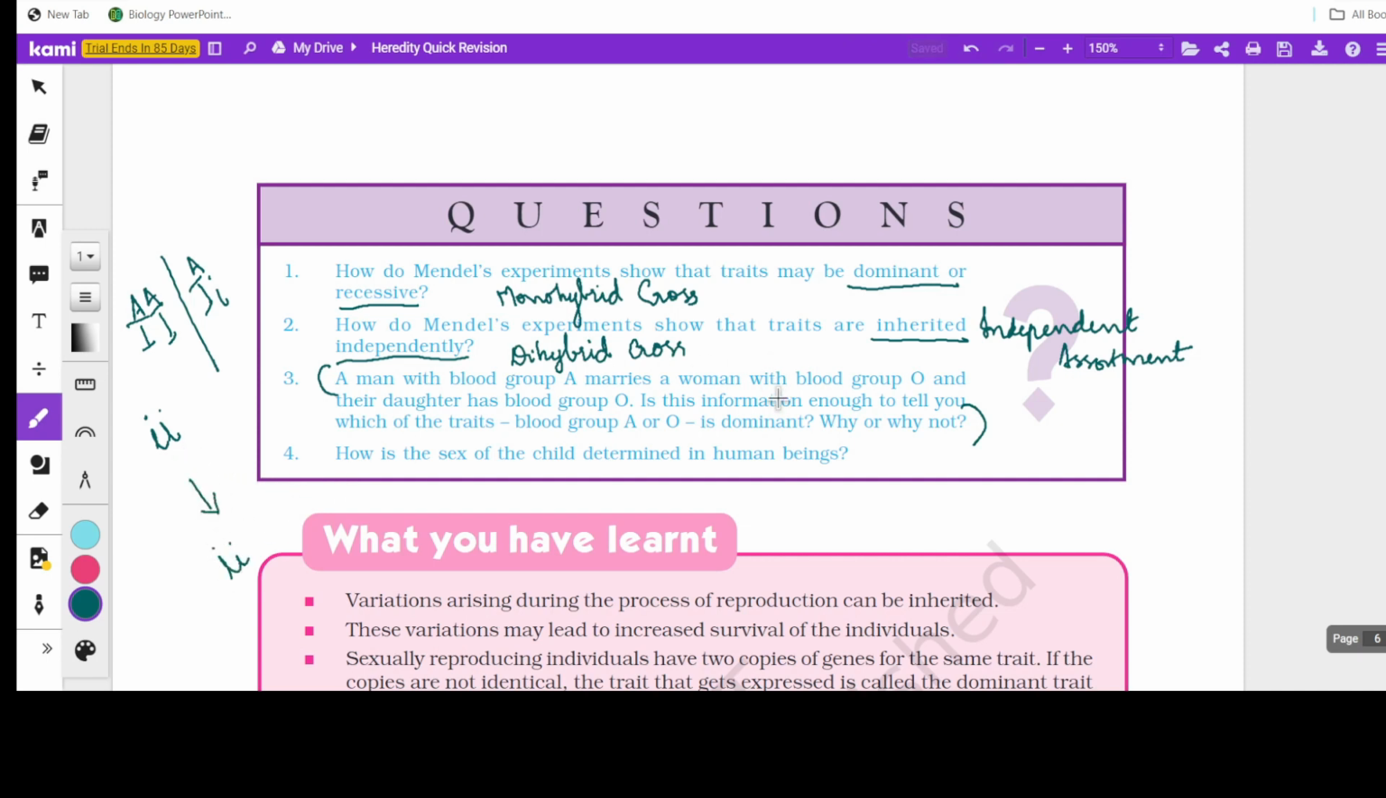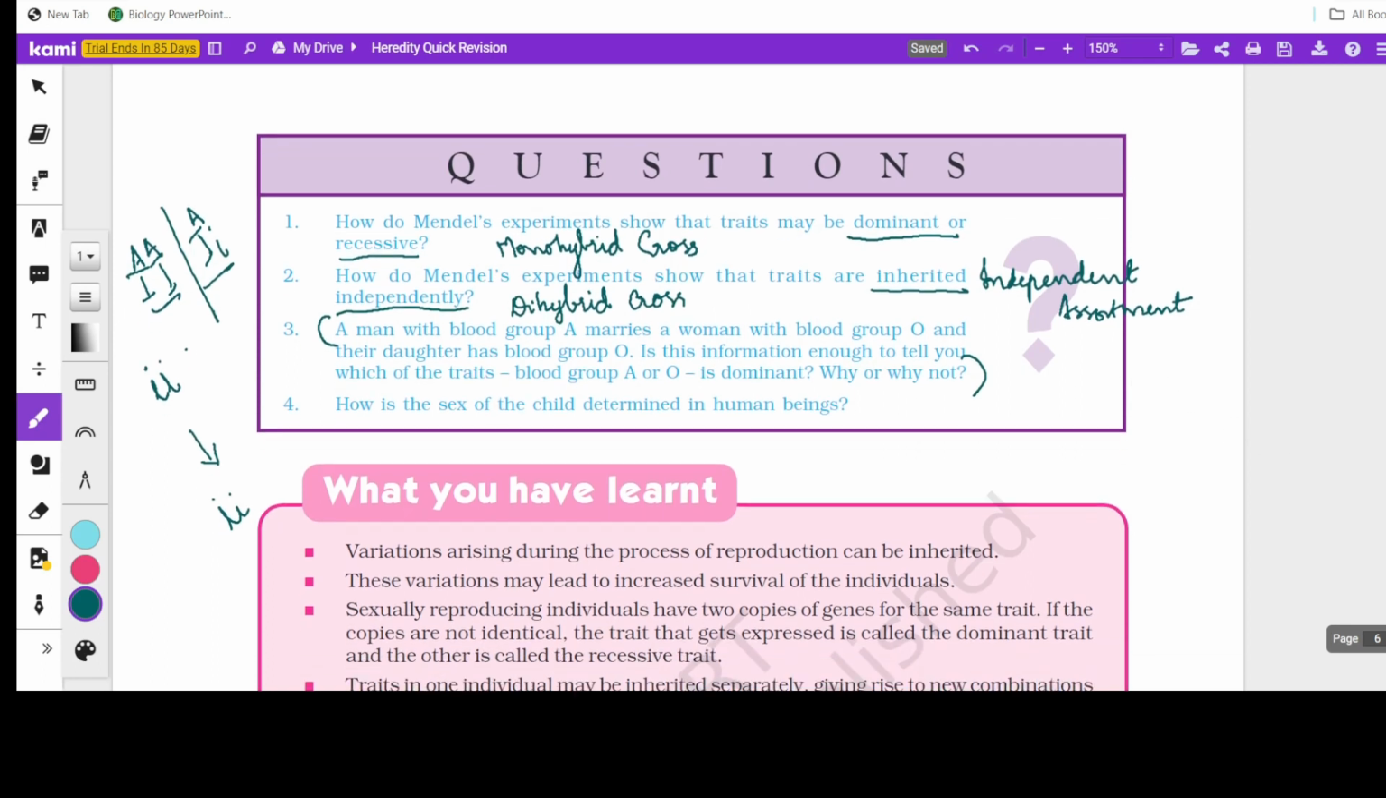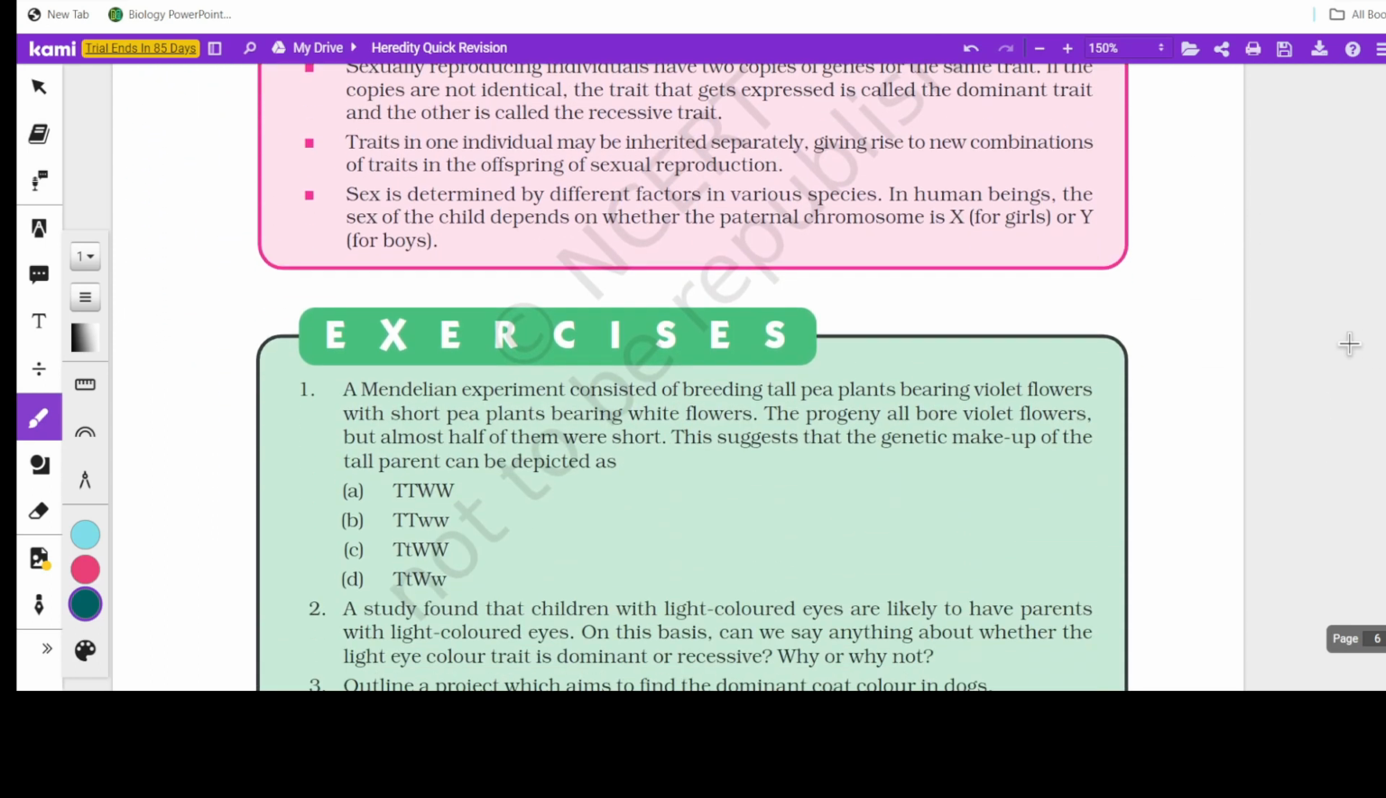Now, is this information enough to tell you whether A or O is dominant or recessive? No. It is not enough, because we have to mention the genotype of the parents. Only then will we get to know if they are homozygous or heterozygous. Only if we know the homozygosity or heterozygosity of the parents could we confirm which one is dominant and which one is recessive. Clear? Now coming to this fill-up question.